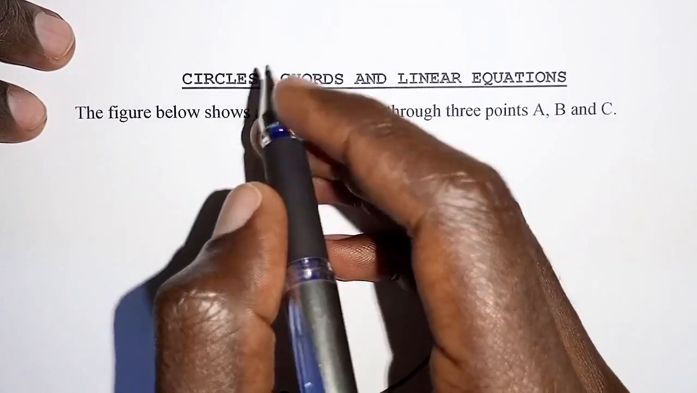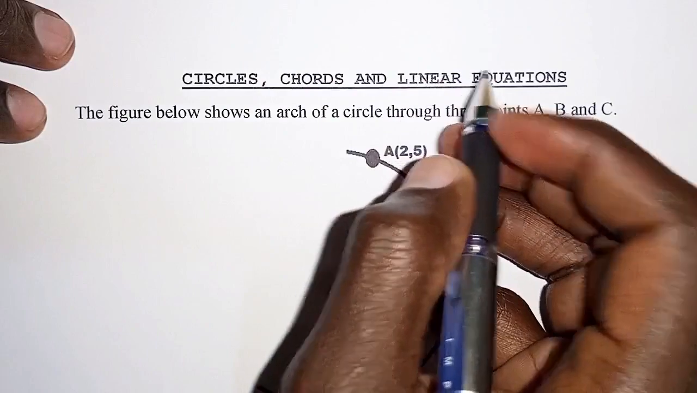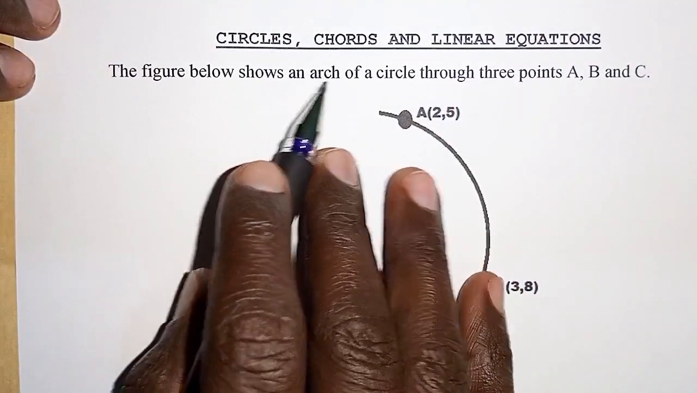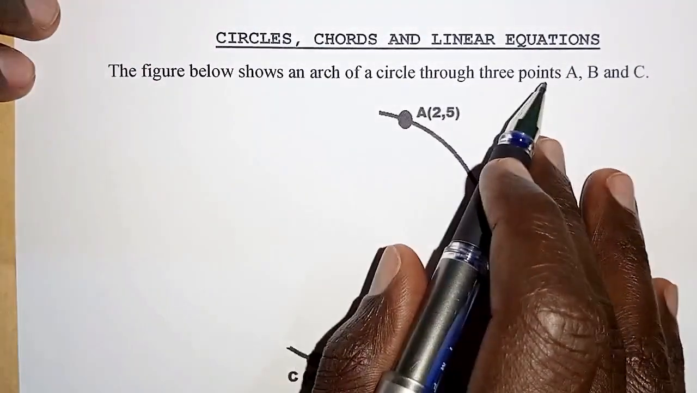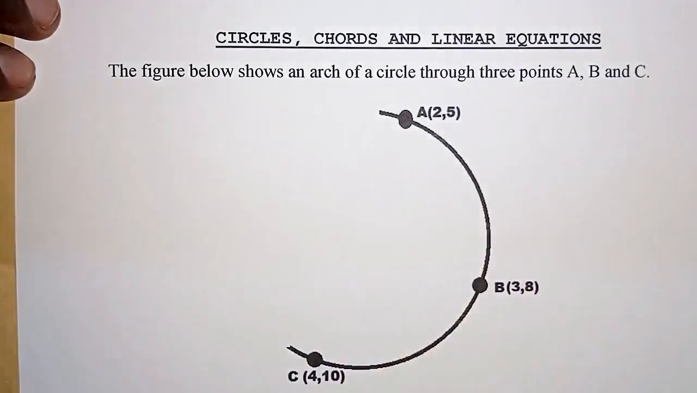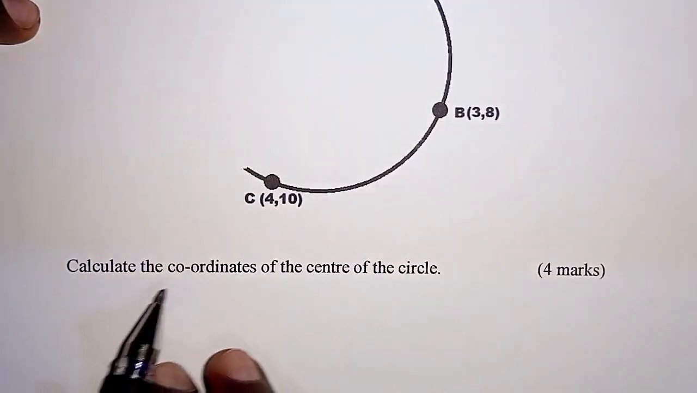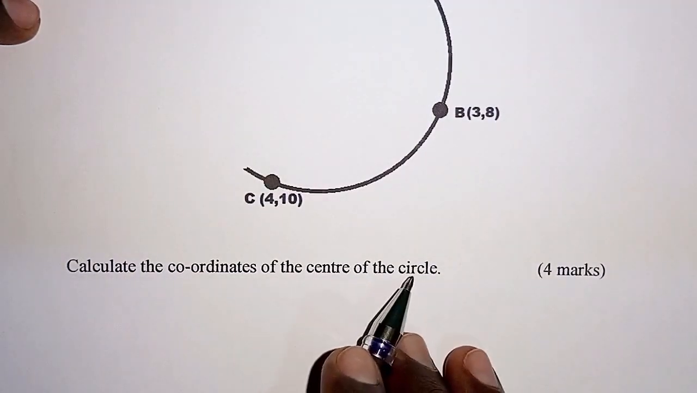This video is about circles, chords, and linear equations. The figure below shows an arc of a circle through 3 points A, B, and C. So we have the diagram as shown. Calculate the coordinates of the center of the circle.